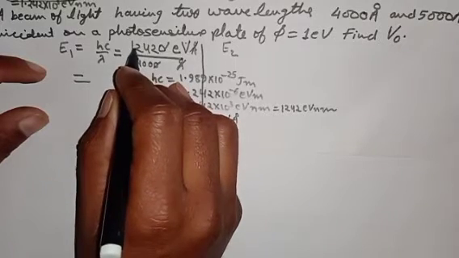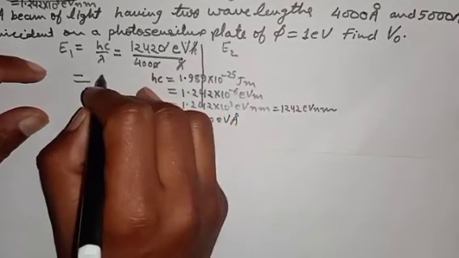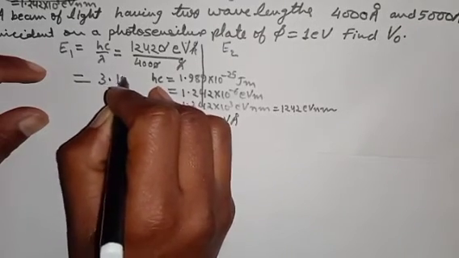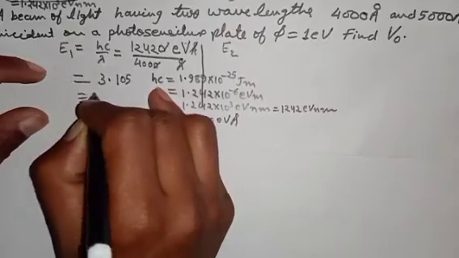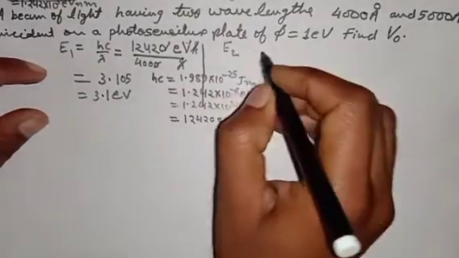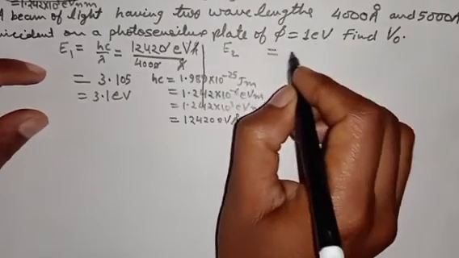3 place, 2 place. So 3.105. No, not this much is required. 3.1 electron volt is enough.